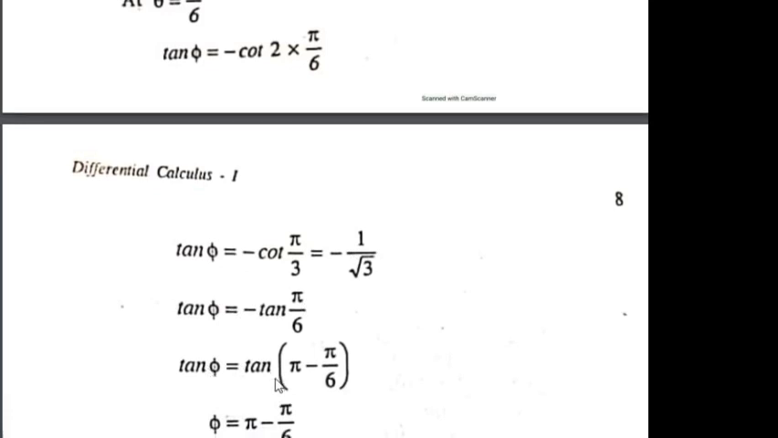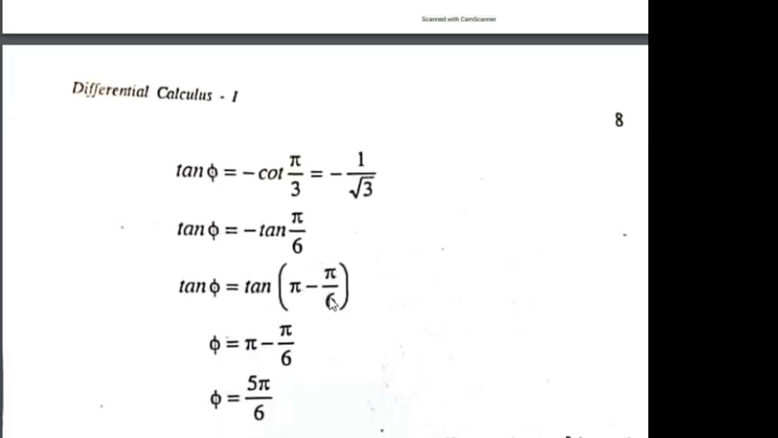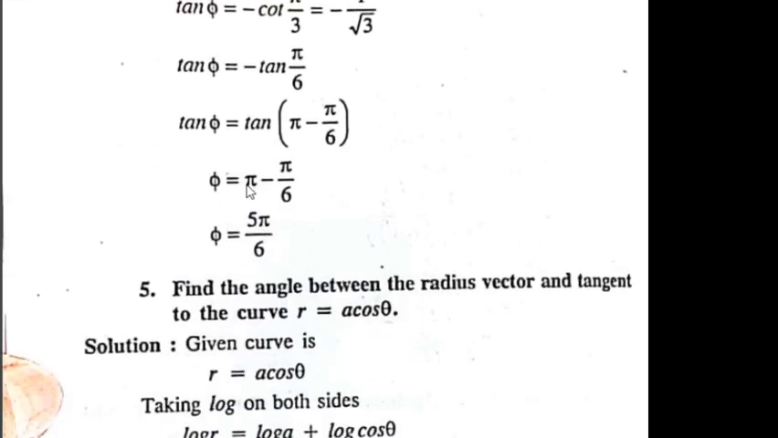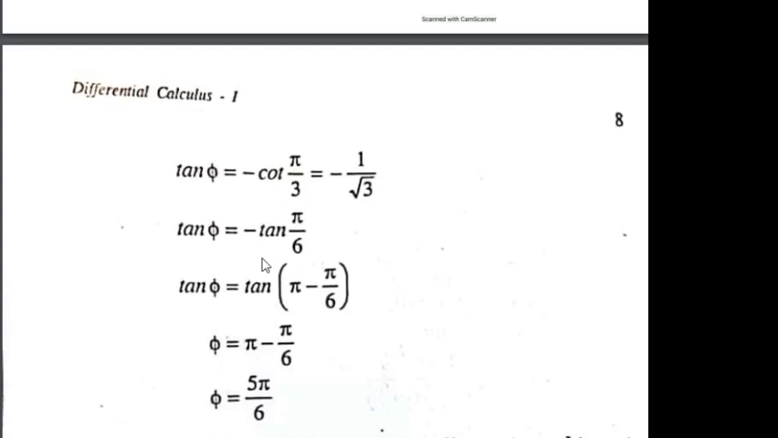Tan will get cancelled. Phi is equal to, this is tan of pi minus pi by 6, because minus tan of pi by 6 can be written as tan of pi minus pi by 6. Tan gets cancelled. Phi is equal to pi minus pi by 6, or simplifying this you will get phi is equal to 5 pi by 6. So these are the problems regarding finding the angle between the radius vector and tangent to the curve by using the formula r d theta by dr is equal to tan phi.